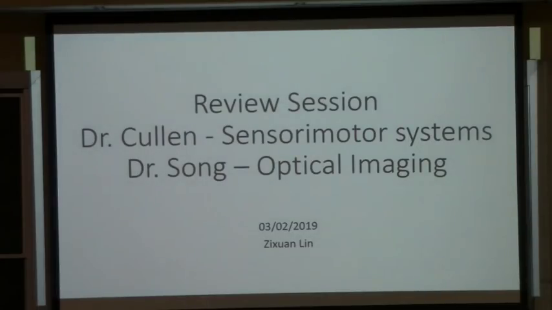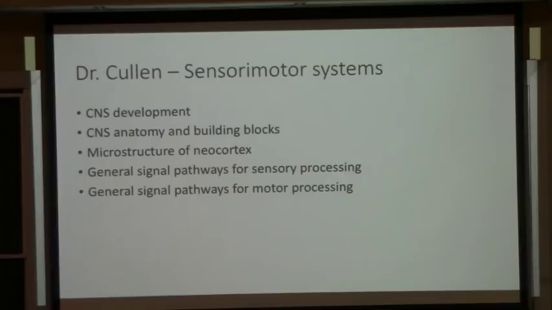What does each kind of optical imaging do, and then that should be fine. So first, the sensory motor system, or the basic concept of the CNS. Central nervous system, we need to know the development of it, some simple anatomy or the structure of it, the building blocks, what the functions of each building block are, just the very basic ones. And then you need to know the microstructures of the neocortex. It's basically just the 6 layers, and some general signal pathways for the sensory processing and motor processing.